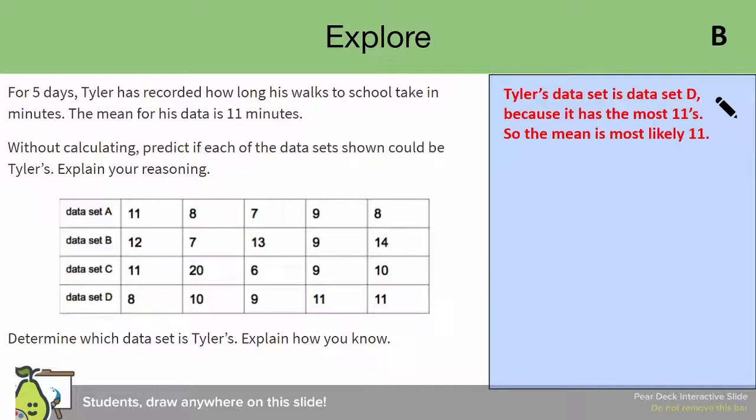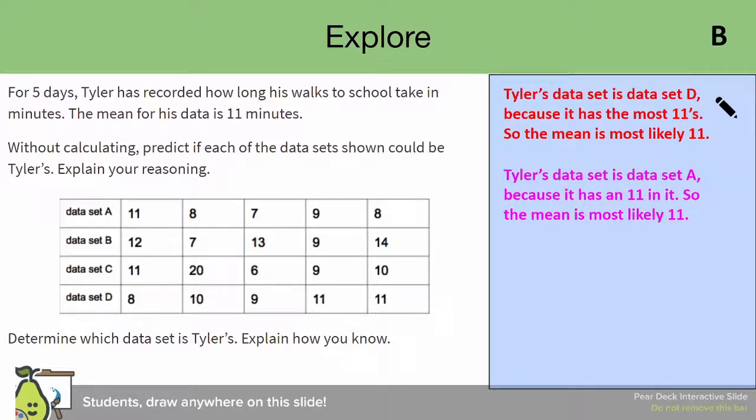All right. Welcome back. If you said this one is wrong, then you are correct. We're actually going to talk about why this is wrong in a little bit. Let's take a minute and look at the next one. Please pause the video and let me know. What do you think about this statement? This statement says Tyler's data set is data set A because it has an 11 in it. So the mean is most likely 11. Please pause the video and let me know. What do you think about this one? All right, welcome back. If you said this one is also wrong, then you are correct. Good work. And again, we're going to talk about why this is wrong in a little bit.